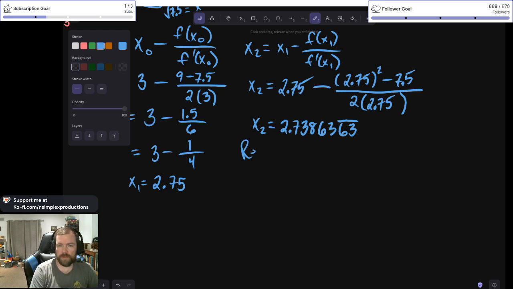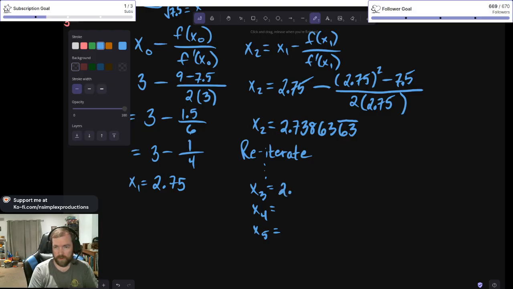That's just going to keep going. So if we reiterate, x3, x4, x5 are going to be 2.7386127888, and x4 ends up being the same out to as many decimal places as this has. So 1, 2, 3, 4, 5, 6, 7, 8, 9.